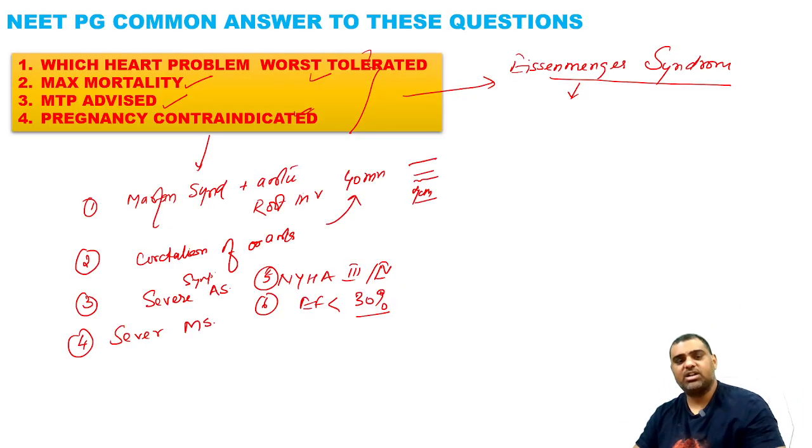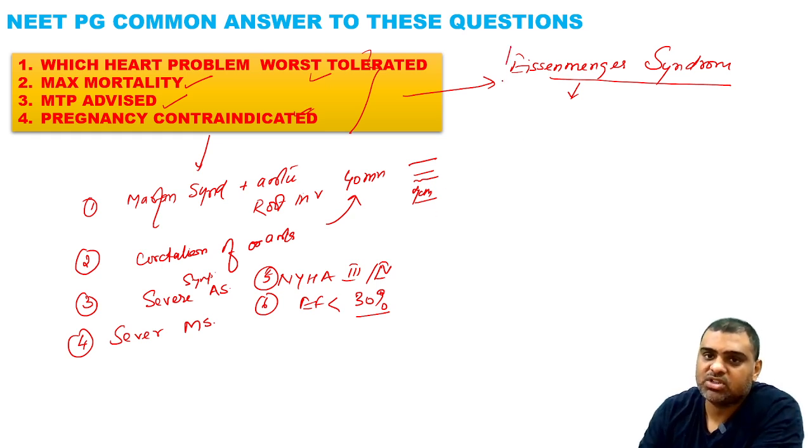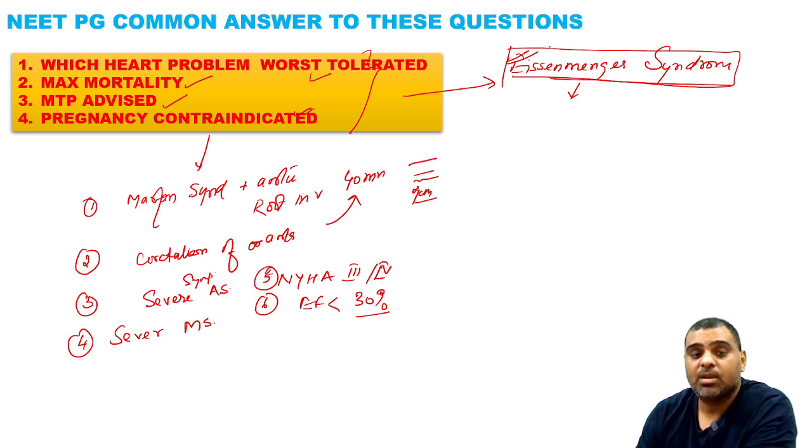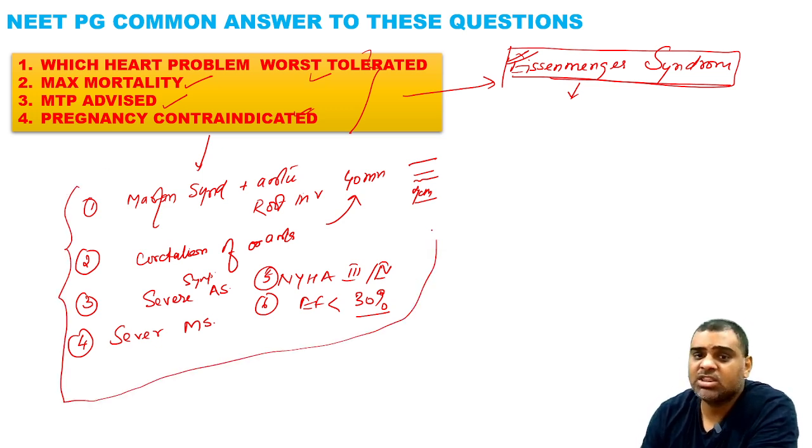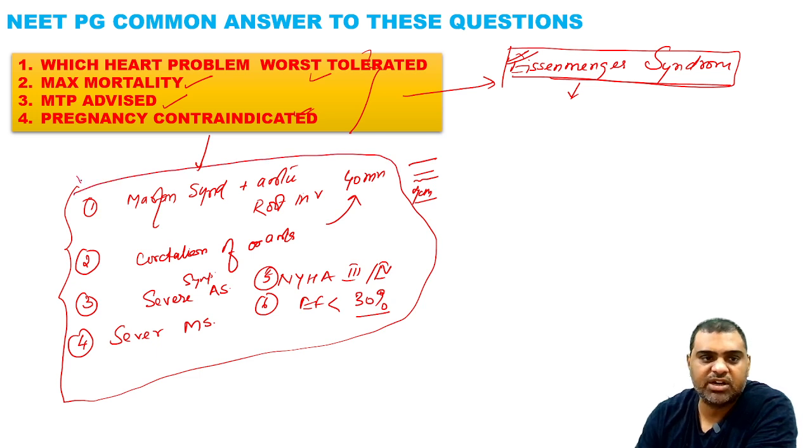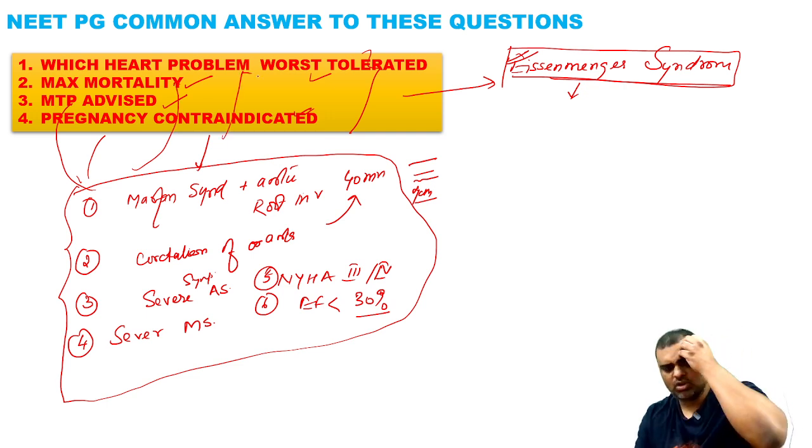So all these heart problems in pregnancy are worst tolerated, have maximum mortality, and MTP is advised. If Eisenmenger syndrome is given in the options, then Eisenmenger will be the answer. But if Eisenmenger is not in the options, any of them can be picked. These are all indications of pregnancy contraindication, all are indications where MTP is advised, or maximum mortality, and worst tolerated. So you have to remember these things.